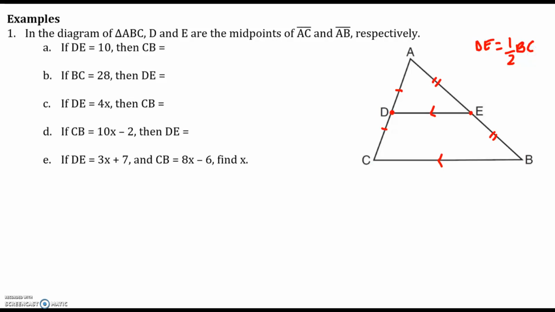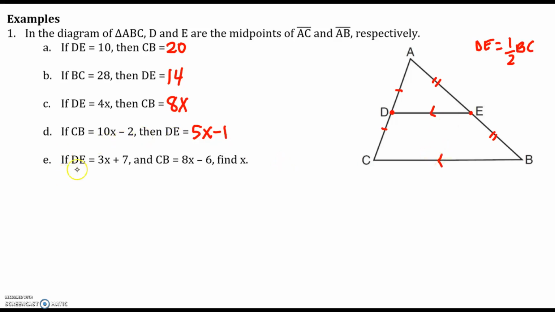All right, so then we're going to find some of our answers. If DE was 10, then CB would have to be 20. If BC is 28, then DE would have to be 14, half of it. If DE was 4x, then CB would be 8x. If CB, the longer one, was 10x minus 2, DE would be half of that, 5x minus 1. Okay, and then for part E, we're actually going to have to solve to find x.